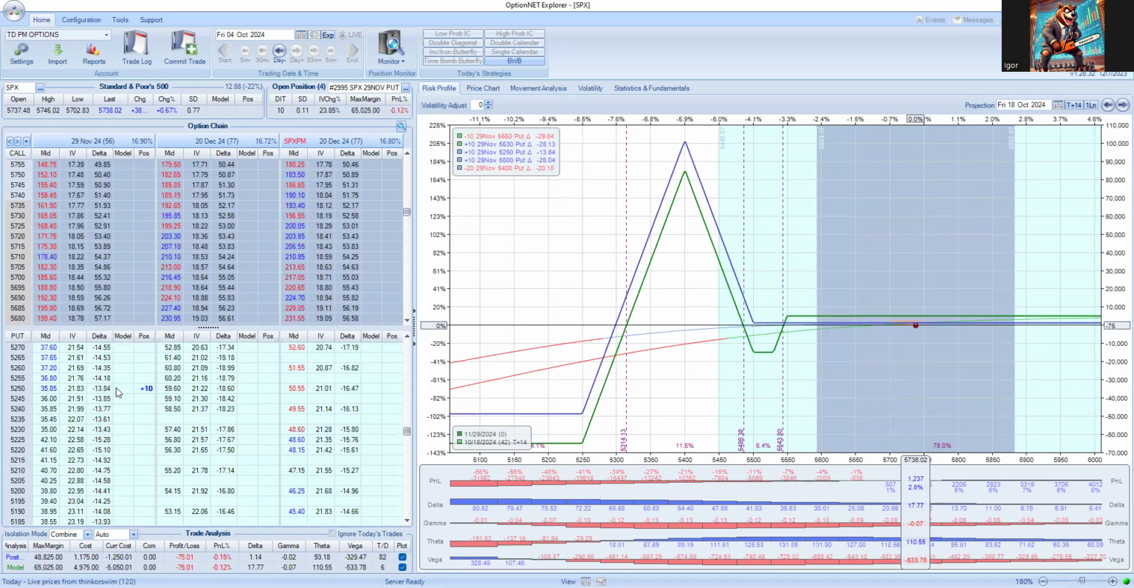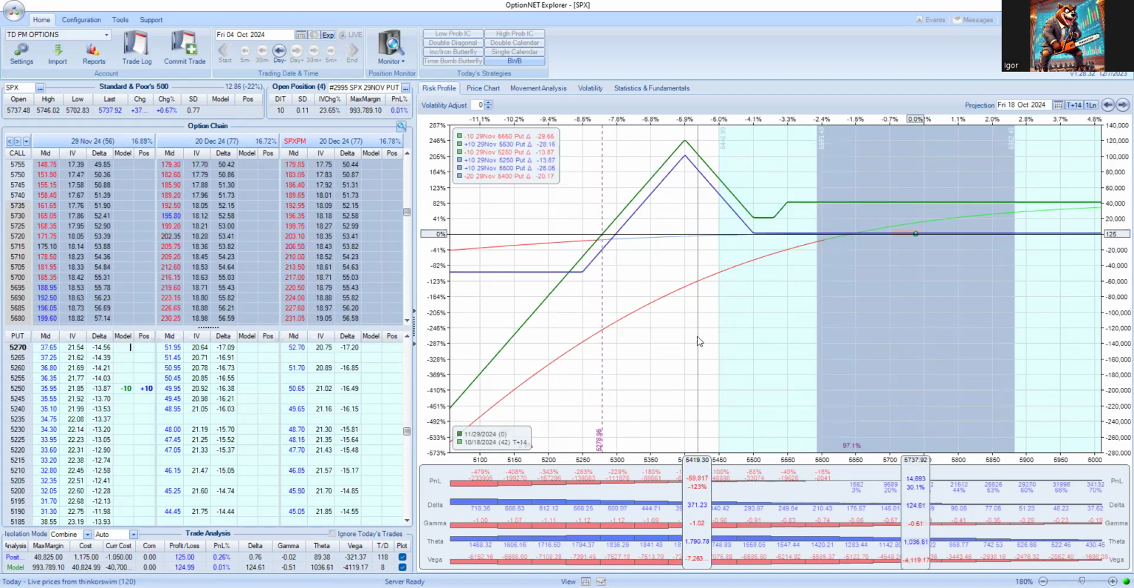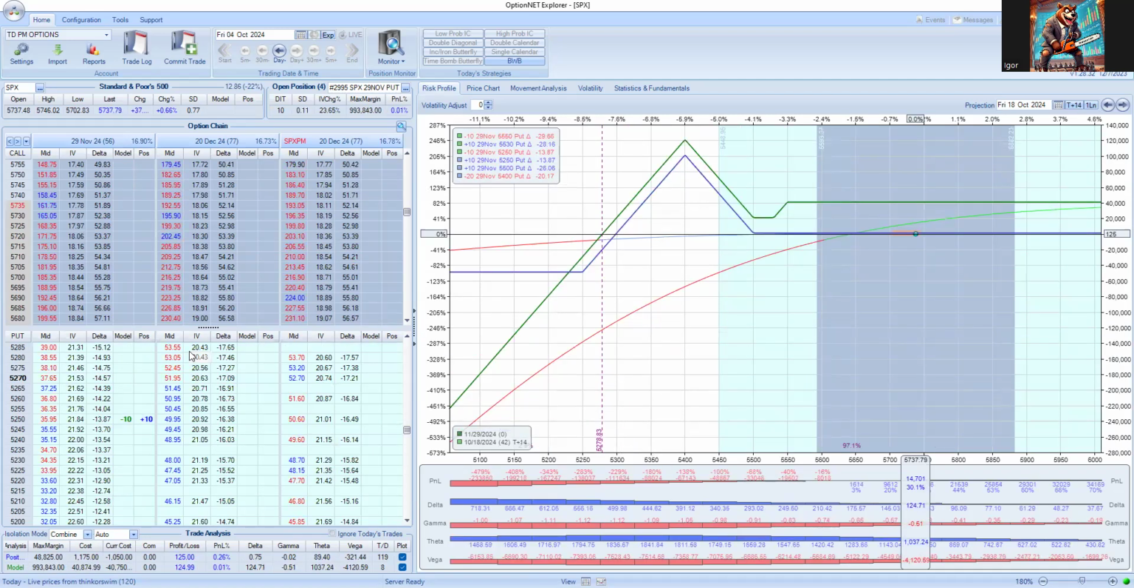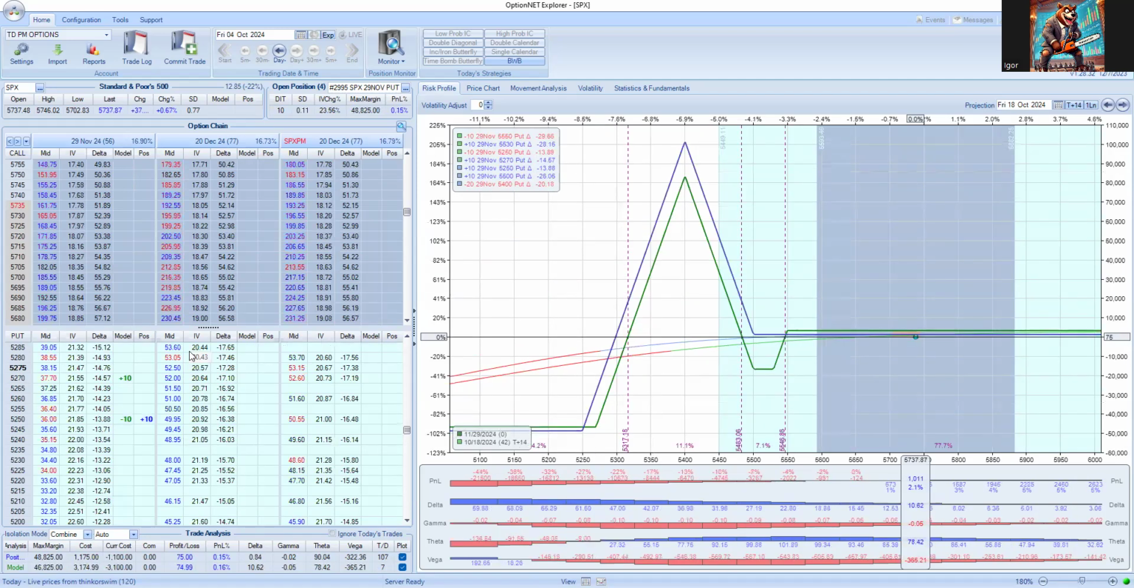So I need to roll my downside long puts. Maybe I'll roll them up 30 points. So that kind of fixes it. Maybe 30 points is a little too much. Maybe we go down and make it 20 points. Right. So that kind of fixes it. So I'm not going to exceed that $50,000 number on the downside, which is good.